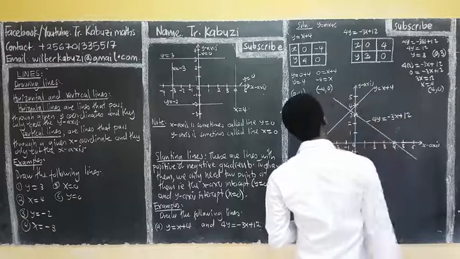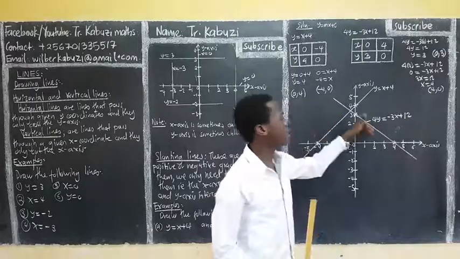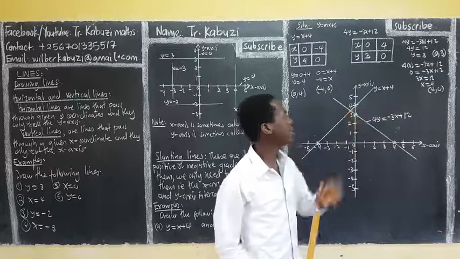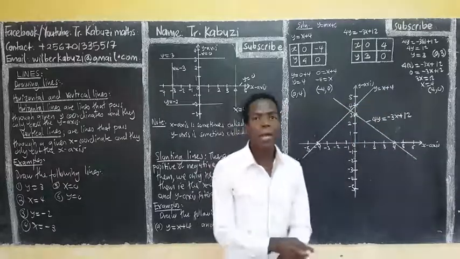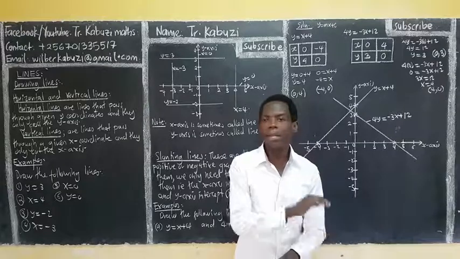I think this one is slanting, but it is decreasing. Why? It has a negative gradient. The other one is increasing because it has a positive gradient. So that's how you plot lines. You need only 2 points, the intercept method, as simple as that.